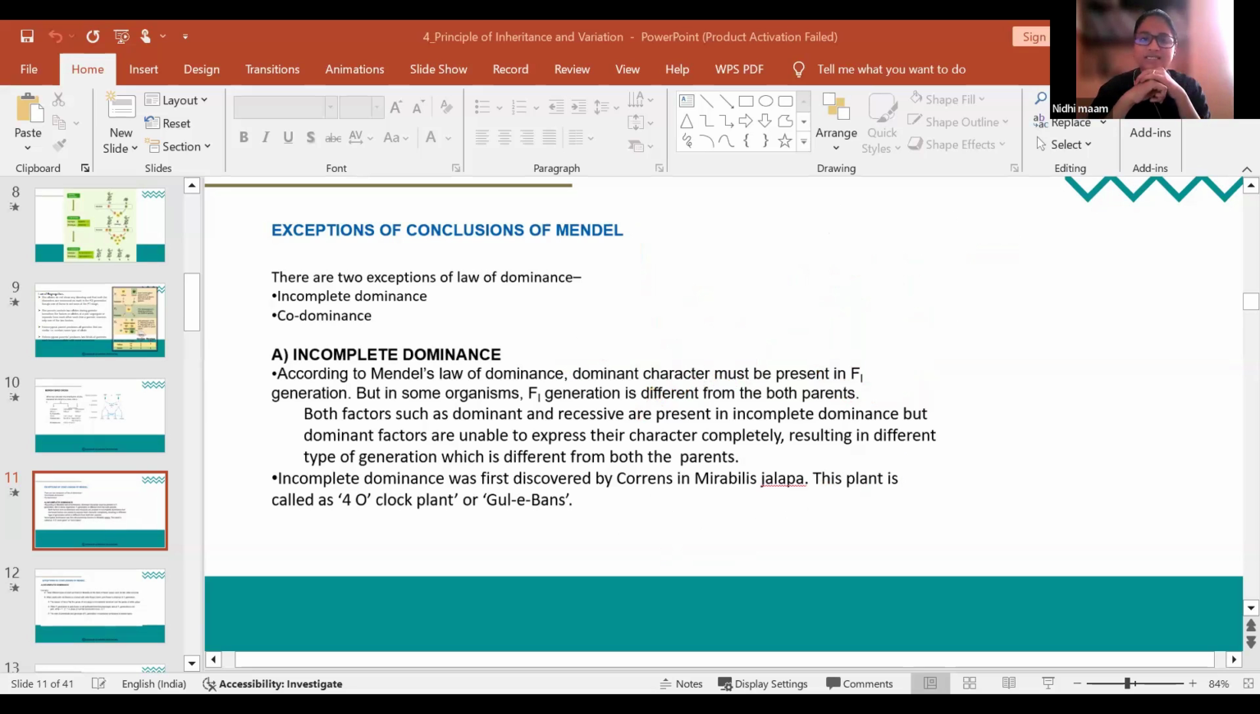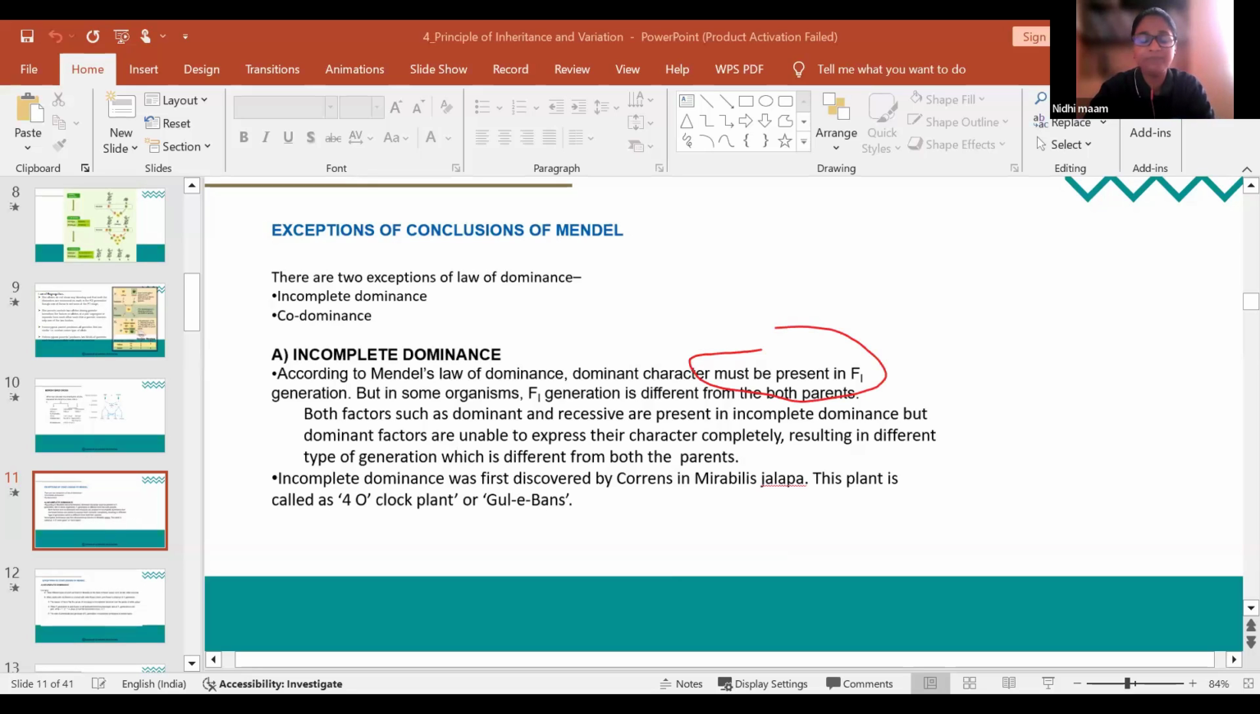Law of dominance is given by Mendel, but in certain examples, like Mirabilis jalapa, we have a plant named Mirabilis jalapa. The flower looks like a clock, so it is also called the 4 o'clock plant. According to Mendel's law of dominance, the dominant character must be present in the F1 generation.